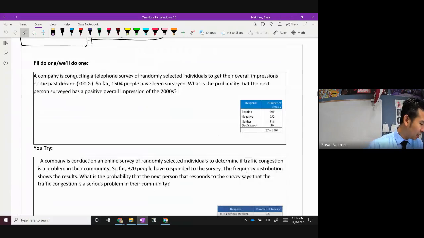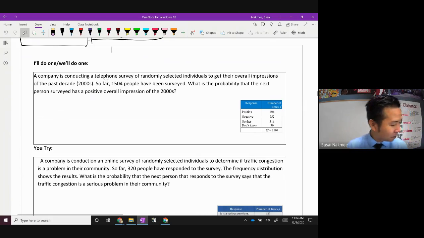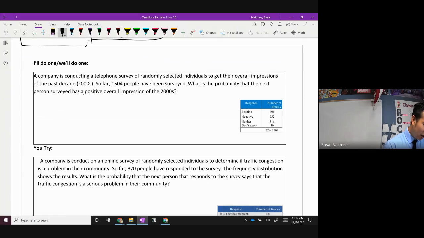A company is conducting a telephone survey of randomly selected individuals to get their overall impressions of the past decade. This book is old because the past decade was the 2010s, not the 2000s. So far, 1,504 people have been surveyed. What is the probability that the next person surveyed has a positive overall impression of the 2000s? What does all that mean? Well, we're looking to see who would answer that they had a positive experience.